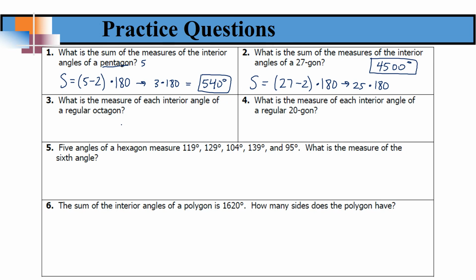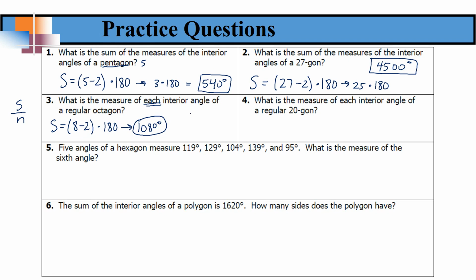As we look at number 3, look carefully at the directions. What is the measure of each interior angle of a regular octagon? If you remember to figure this out, it's interior and they want us to find each. So this is S divided by n. So we'll use our formula for the sum. S equals (8 minus 2) times 180. And I'll save you some space. That's 6 times 180, which gives you 1,080 degrees. Now that's S, but it's not our final answer.